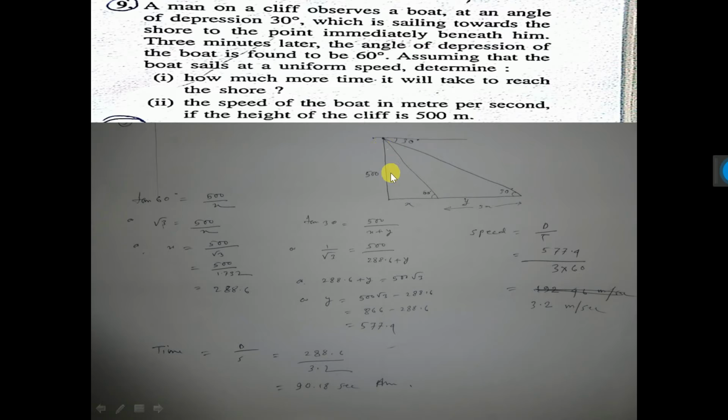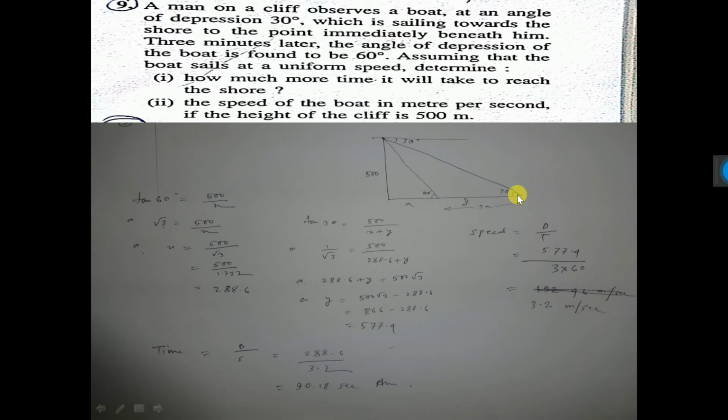So this is the shore of the point. This is the man. Immediately under him, this is the point. So the boat is coming from this to this. From this point to this point it is coming. 3 minutes later, the angle of depression of the boat is found to be 60 degrees. Assuming that the boat sails at a uniform speed. So from here up to here, this is the angle 60 degrees, angle of depression. So alternate angle, this will be 60 degrees.